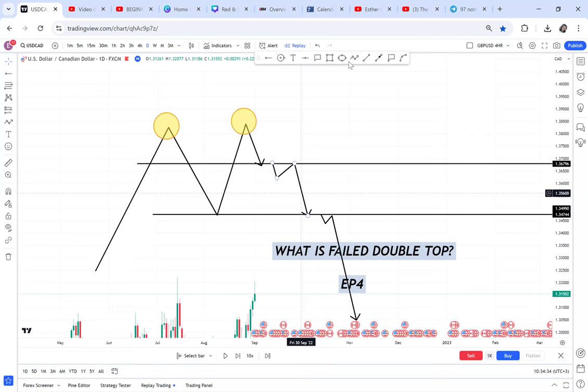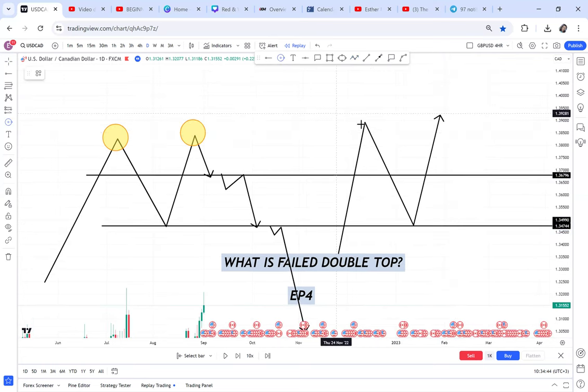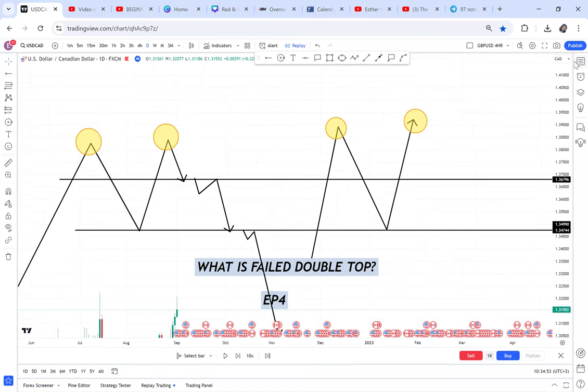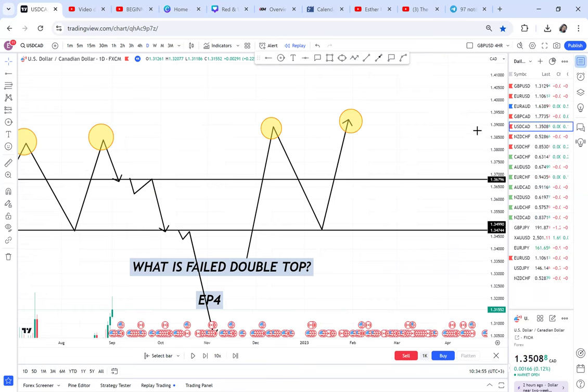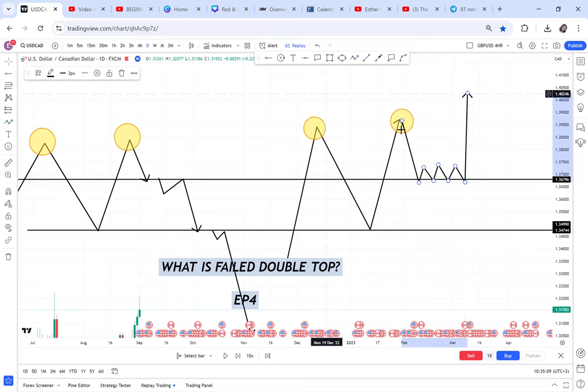Now, on the other hand, a failed double top looks like this. We have the first top, we have the neckline, the second top. So this is the failed double top. A failed double top is a double top that reaches half and fails to continue. It reaches here, ranges at the half, and fails to break the half. Instead, it comes back and violates this area. It breaks it. Once it breaks it, this is what we call a failed double top.